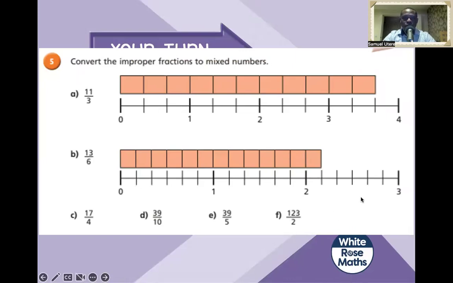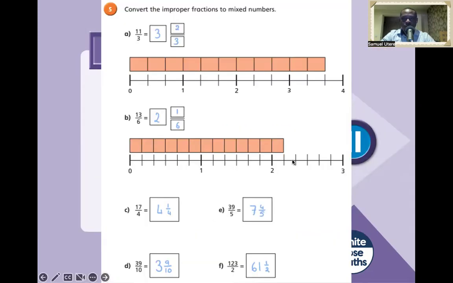Assuming you've paused the video and you've answered question 5, here are the answers. Let's discuss them. So question 5, you were asked to convert the improper fractions to mixed numbers. So by now, you should know how things really work.